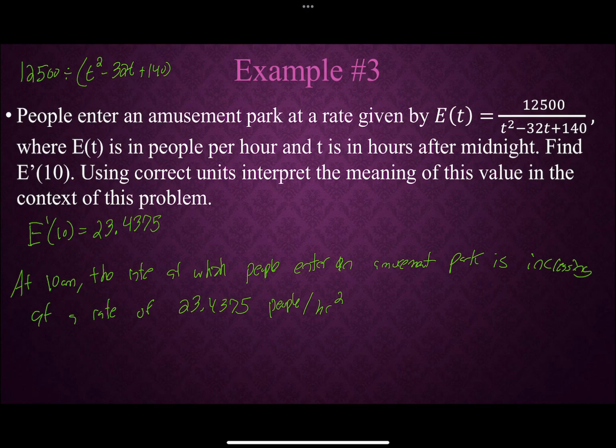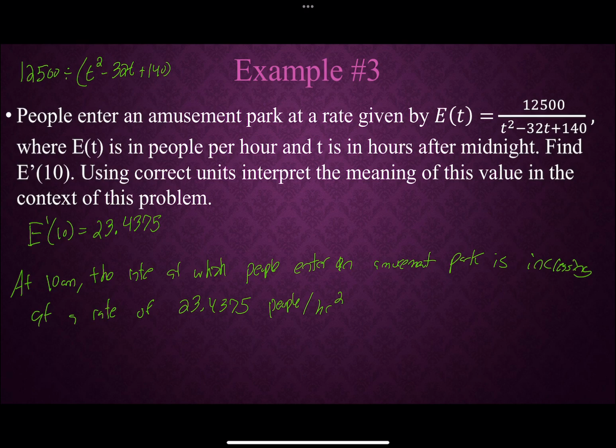All right, so again, we're using all the information. The 10 is representing the time after midnight, so that's why it's 10 a.m. E of t is already a rate, but the derivative is referring to a rate, so that's why the rate at which people are entering is increasing at this rate here, and we're increasing the time units from hours to hours squared. Very straightforward.